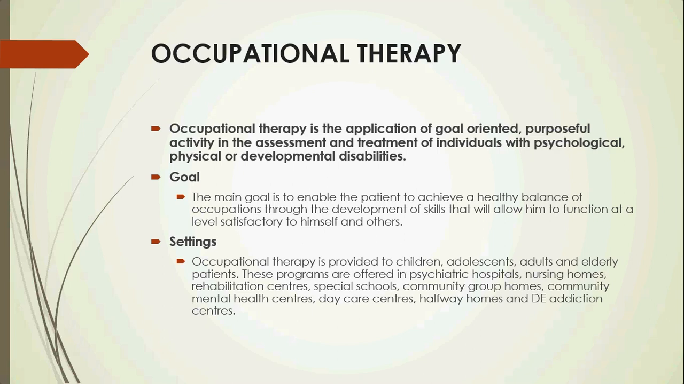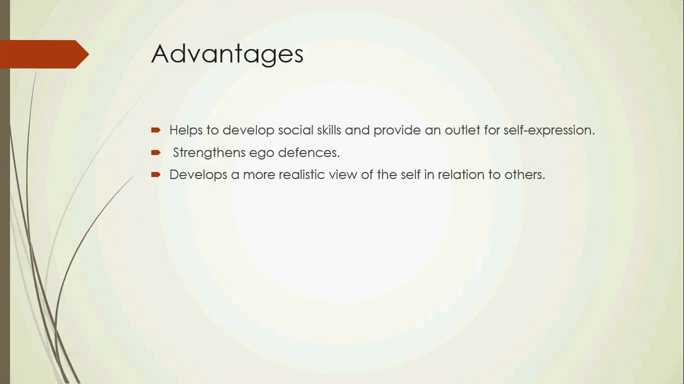Second, occupational therapy is provided to children, adolescents, adults and elderly patients. It means for all age groups, you can provide occupational therapy if a person is suffering from psychological, physical or developmental disabilities. These programs are offered in psychiatric hospitals, nursing homes, rehabilitation centers, special schools, community groups, homes, community mental health centers, daycare centers, halfway homes and in de-addiction centers.